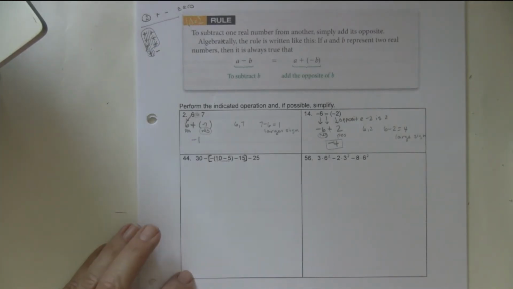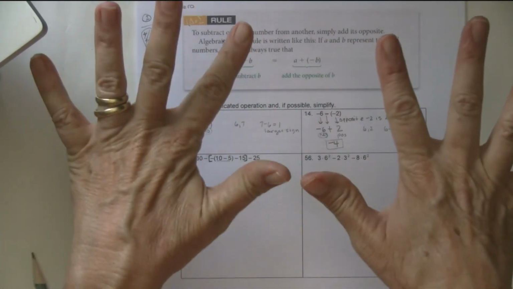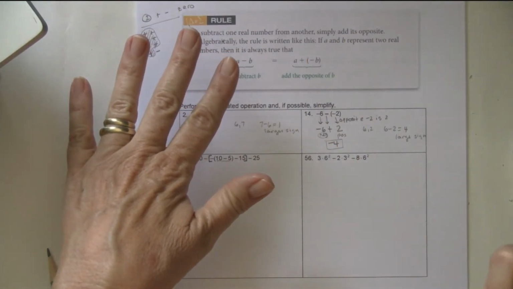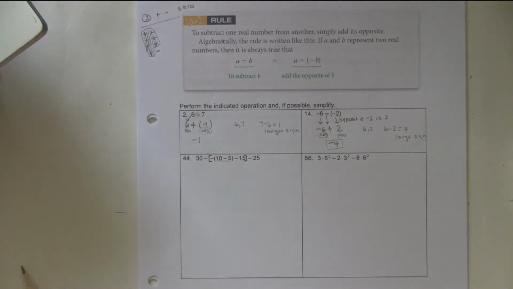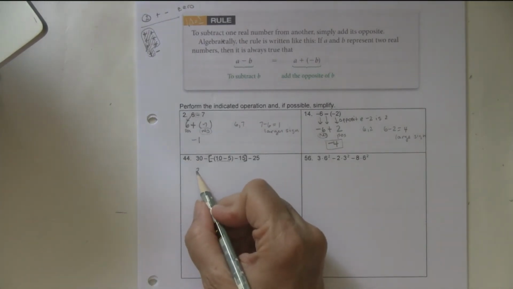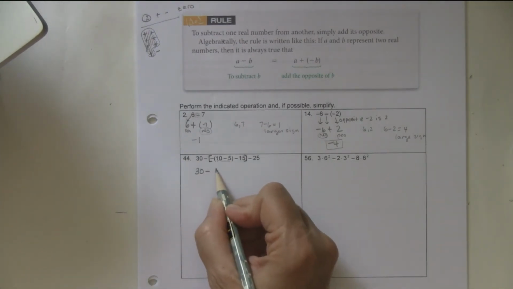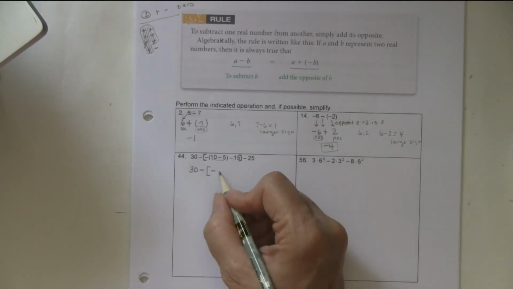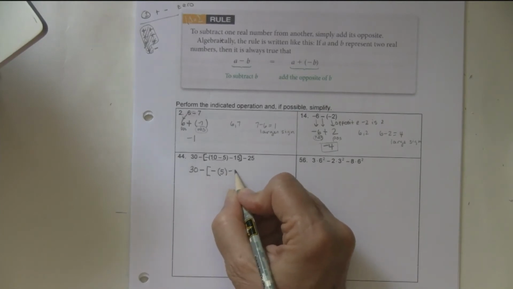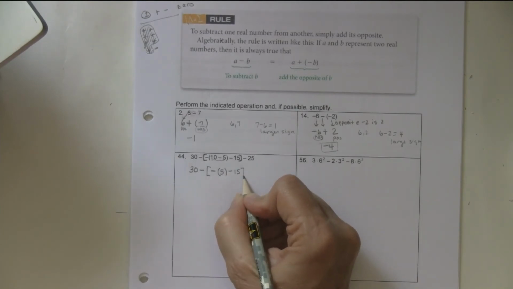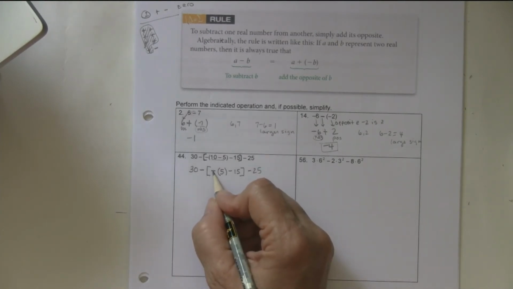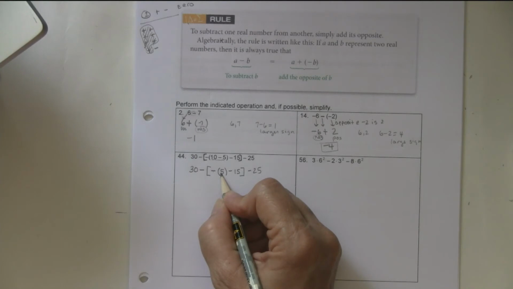And that's just simply 10 take away 5, right? I have 10 fingers. And if I take away 5 of them, then I have 5 fingers, right? So this is going to be 30 minus, and then I have the opposite of, and then inside the parentheses I had 5 minus 15, and then minus 25. And so the opposite of 5 is just negative 5.